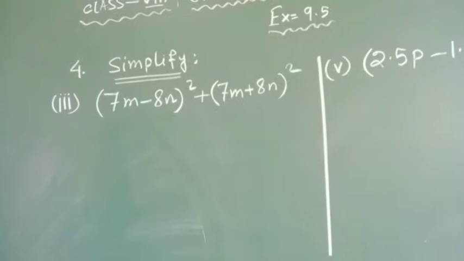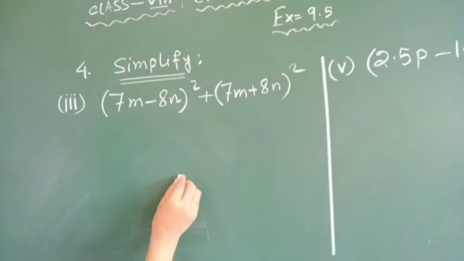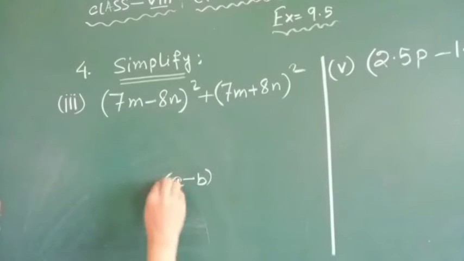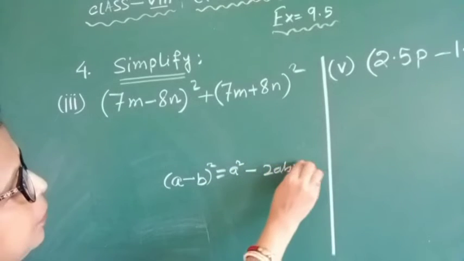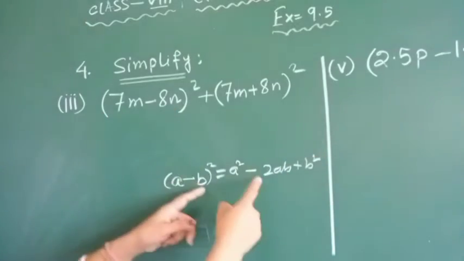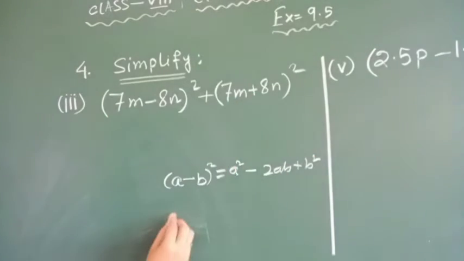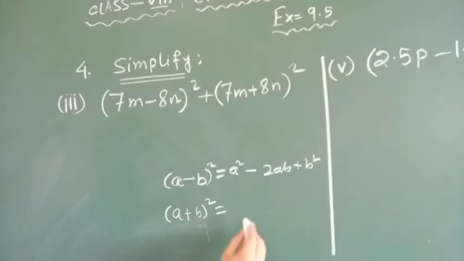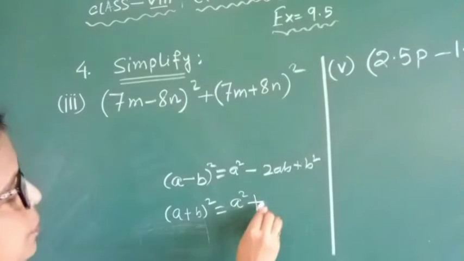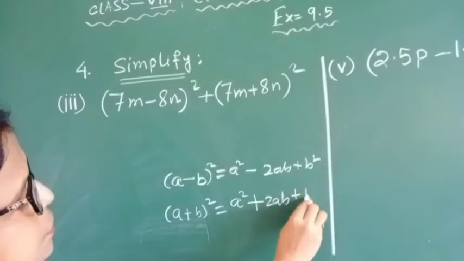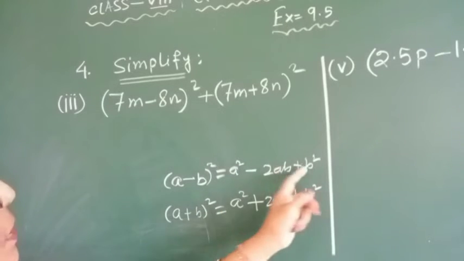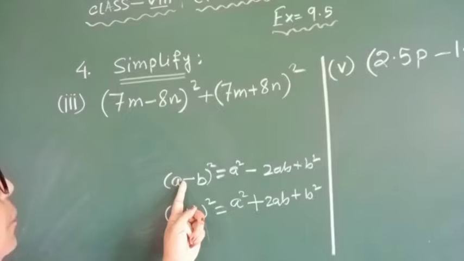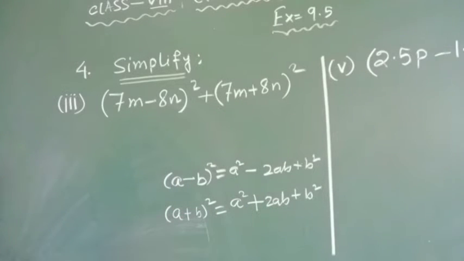Do you remember what this is? (a minus b) whole square means a square minus 2ab plus b square. And here we will use the identity (a plus b) whole square, which is a square plus 2ab plus b square. Keep it in your mind that a square and b square are plus in both cases; only 2ab is minus when it is (a minus b) whole square, and 2ab is plus when it is (a plus b) whole square.